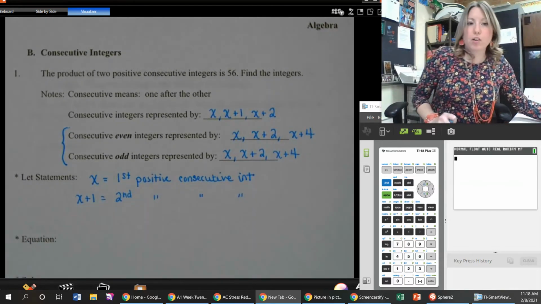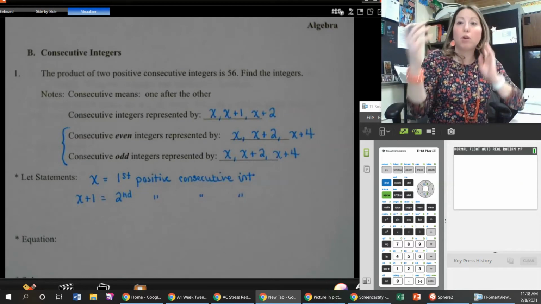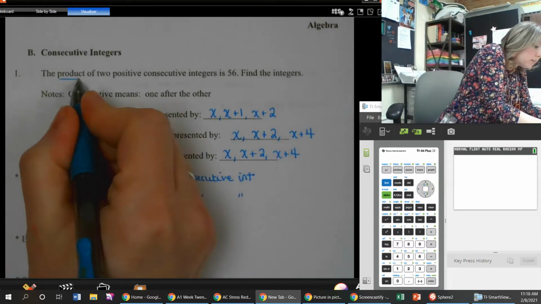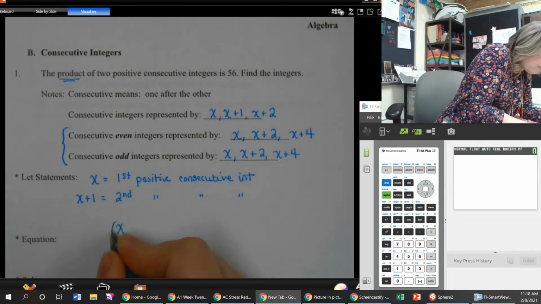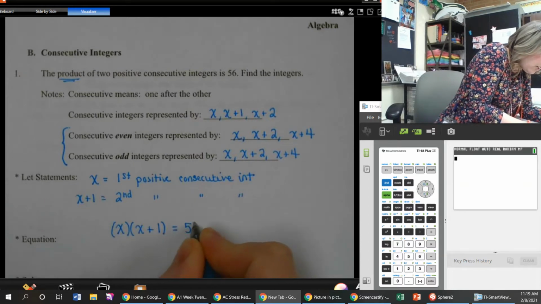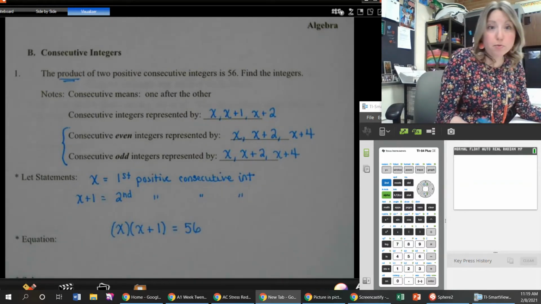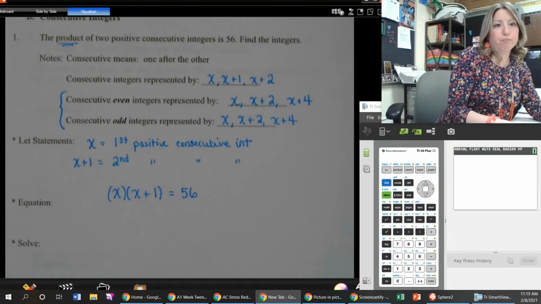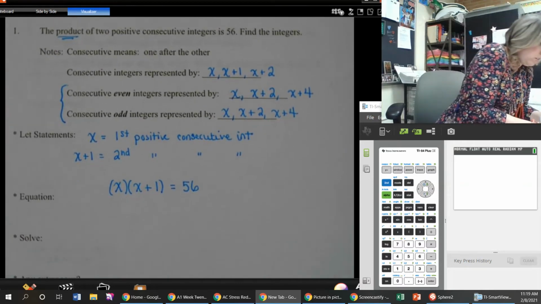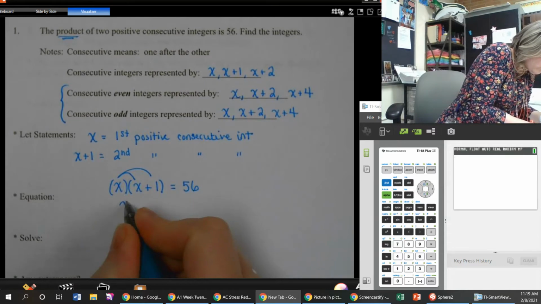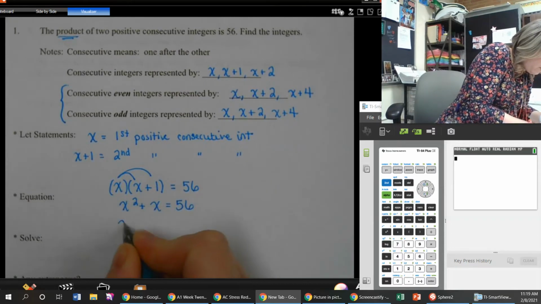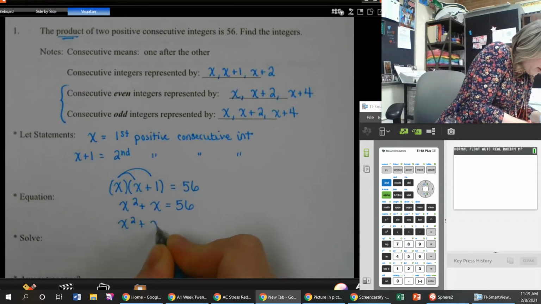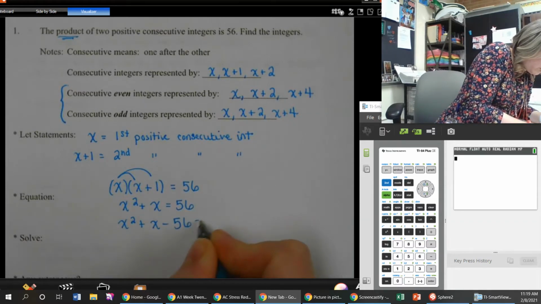Got it. Okay. Well, product means to multiply, and that's typically what we're going to have here. So x times x plus 1 equals 56. Okay, distribute. I get x squared plus x equals 56. Okay, subtract that 56 over. X squared plus x minus 56 equals 0.